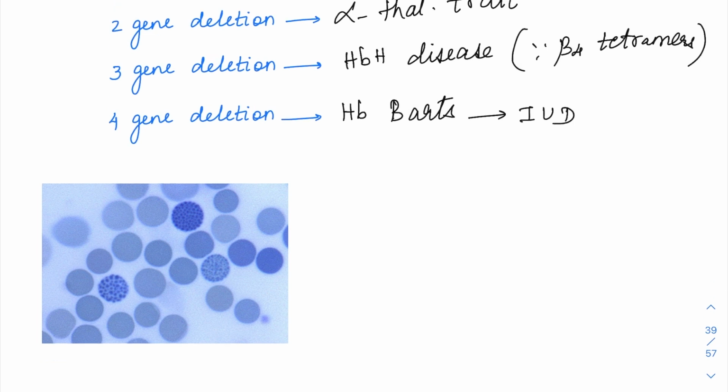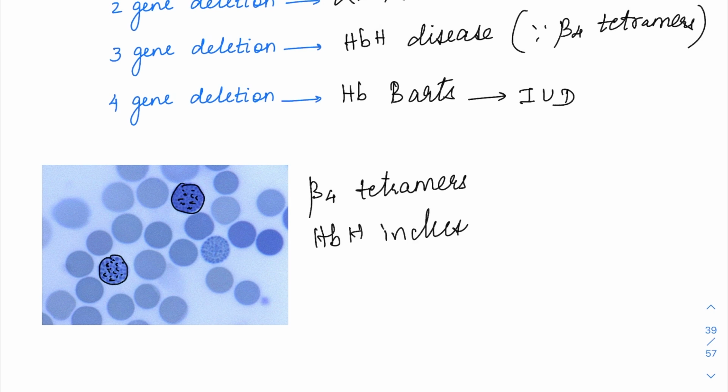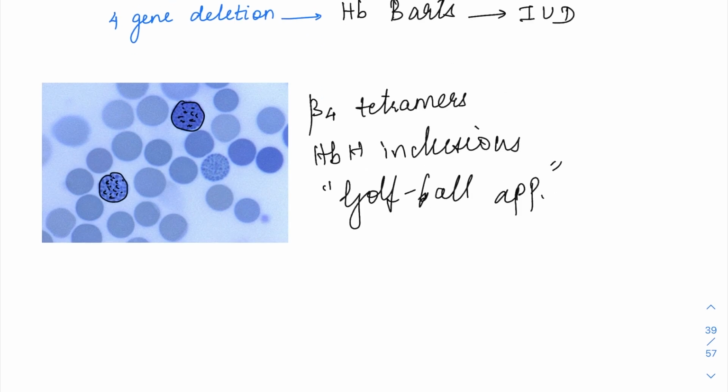In HbH disease, you have a classical finding, again an image-based question. If you see HbH disease on supravital staining, like for reticulocytes, you can see the RBCs are entirely filled up with these kinds of inclusions. Multiple inclusions are going to be present. All of these inclusions are basically beta-4 tetramers only. So it is causing HbH inclusions, giving an appearance of a golf ball. So a golf ball kind of appearance is seen in HbH disease, right?